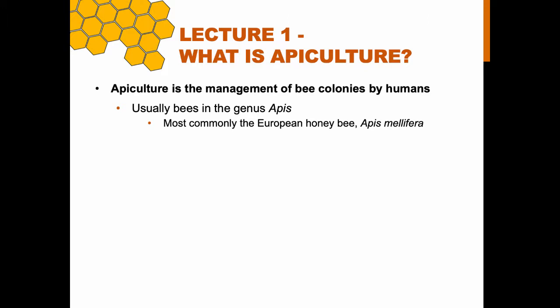You would pronounce this Apis as opposed to Apis. So sometimes you'll hear people say apiculture. It's one of those things where it doesn't matter, so don't bother correcting people. But the correct pronunciation is apiculture. And most commonly, the bee that people are taking care of is the European honeybee, Apis mellifera.